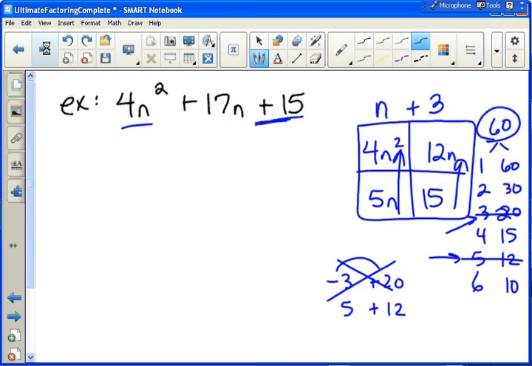Now we go across the rows. 4n squared and 12n have 4n in common. 15 and 5n have 5 in common. Since 5 is touching a positive 5, it's positive. So my answer is 4n plus 5 times n plus 3.